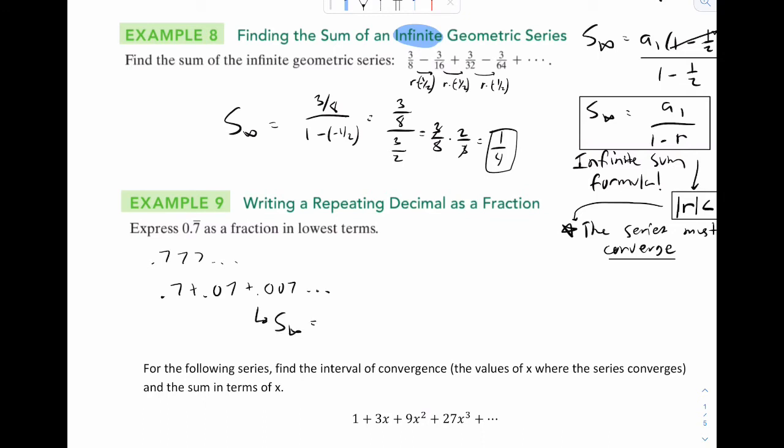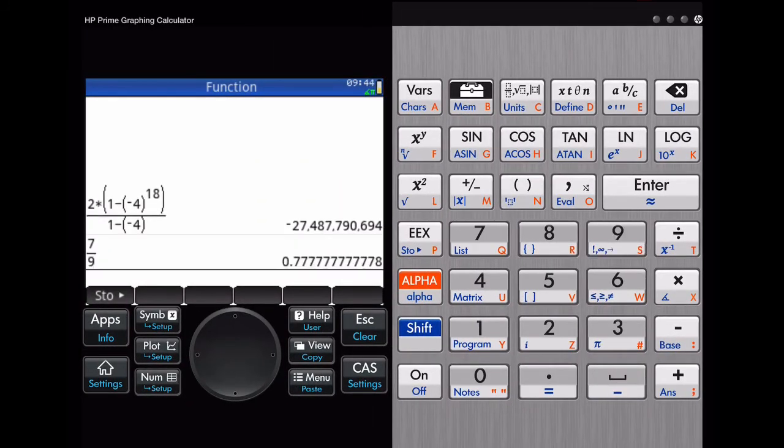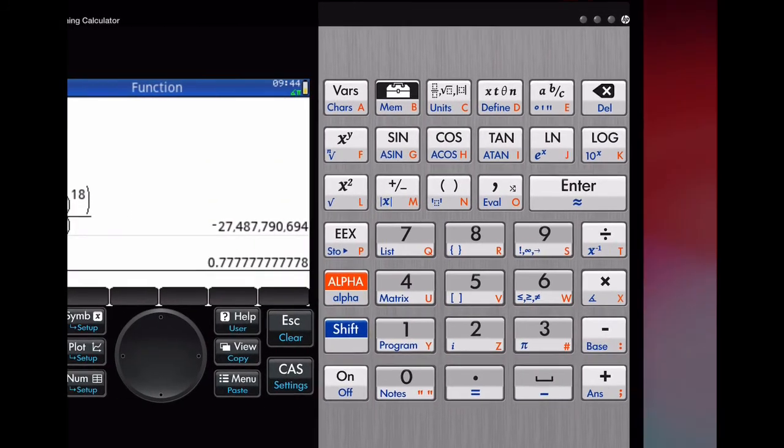Then I can use my formula. The formula here would be 0.7 over 1 minus, and the ratio here is just 0.1 because you multiply by 0.1 every time. So that's 0.7 over 0.9, which would be 7 over 9. And you can actually verify that because if you type 7 over 9 in your calculator, you do get 0.7 repeating.